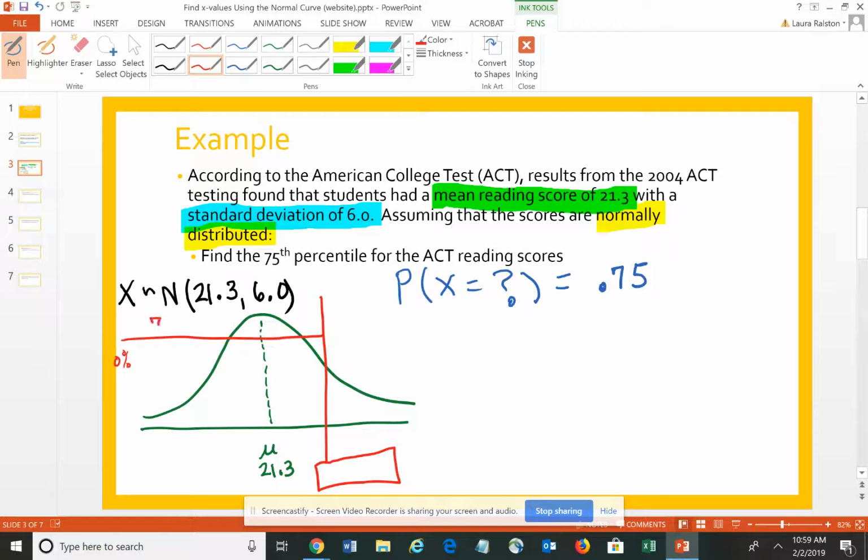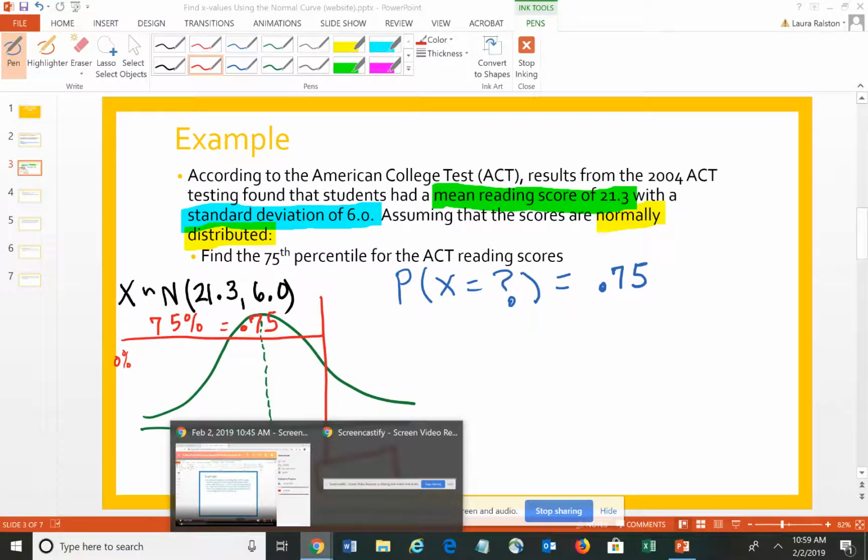We have 75% or 0.75 of the data values below that value. So this is a little bit different. We start out knowing the percentage, and we're trying to backtrack to the cutoff score or the data value. This is called the inverse normal distribution.